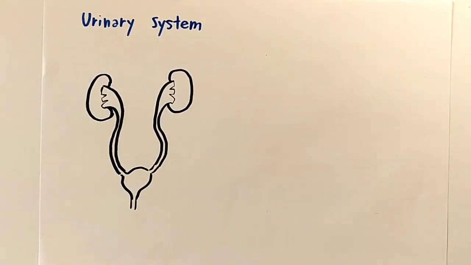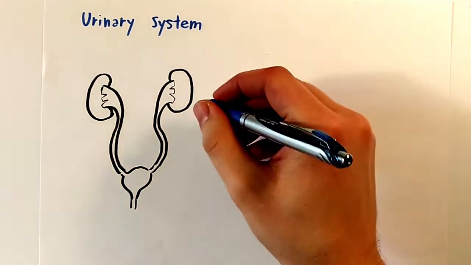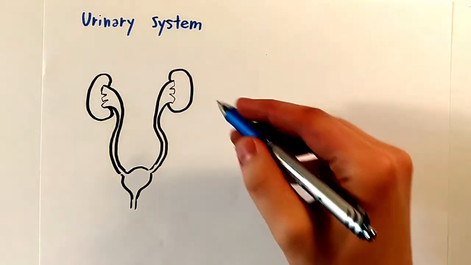Okay, so you know that in the body, during its metabolism, lots of waste is produced, and there has to be a way to get it out of the body. There are many organ systems that play a role in this, but most notably it is the urinary system. So first, what actually are the parts of the urinary system? Most importantly, the kidneys.